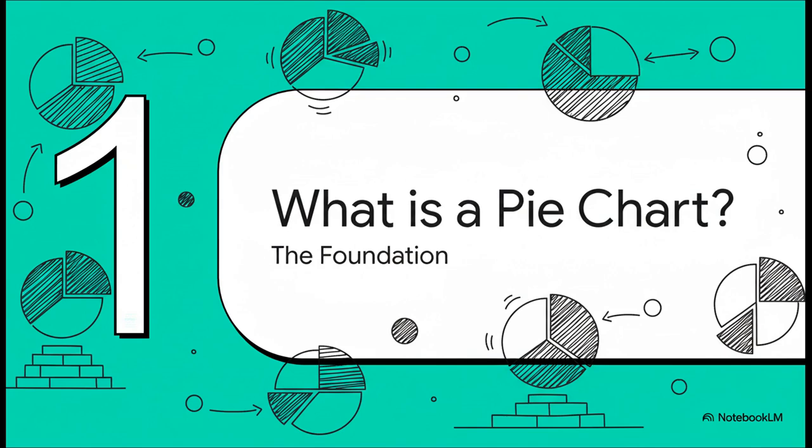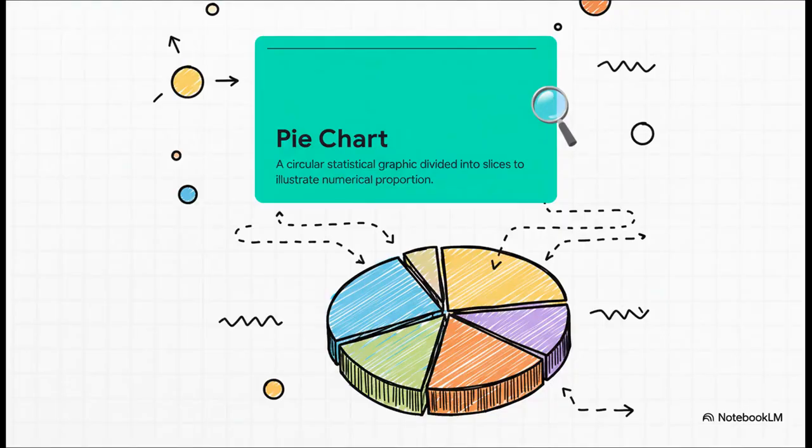What exactly is a pie chart? So at its heart, a pie chart is pretty simple. It's a circle, it's cut into slices, and its main job, its only job really, is to show you how big each slice is compared to the whole pie. That relationship, the part to the whole, is absolutely everything.